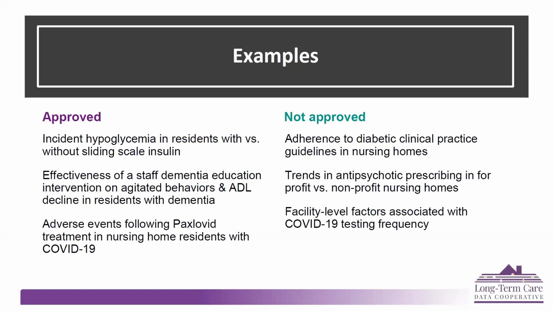A final example of an approved study is looking at adverse events following Paxlovid treatment in nursing home residents with COVID. So here, your sample would be nursing home residents who have COVID, and then the exposure would be Paxlovid treatment. That would be perfectly acceptable. A contrast to that, which would not be approved, would be just looking at facility level factors associated with COVID testing frequency. Again, it's lacking that treatment, that exposure, and that could also be done in other publicly available data.